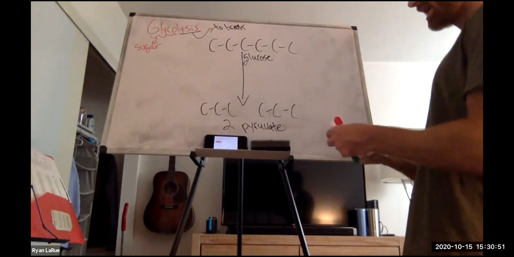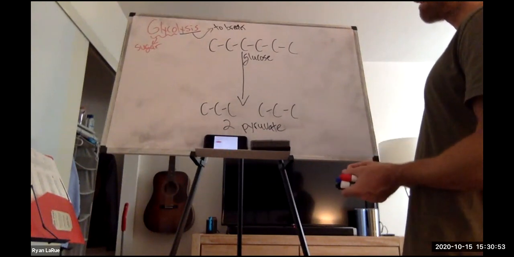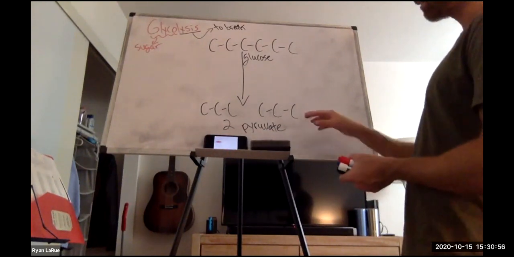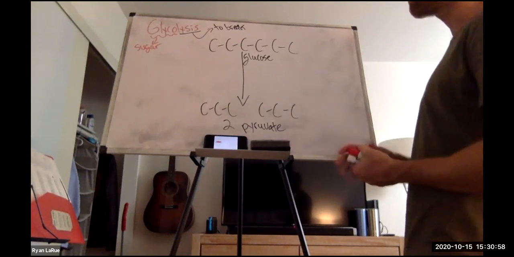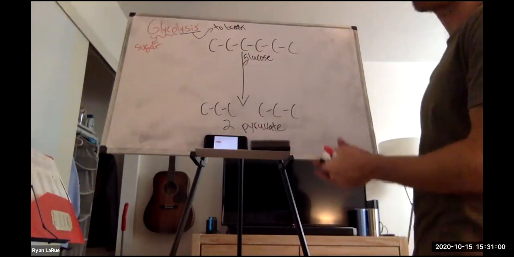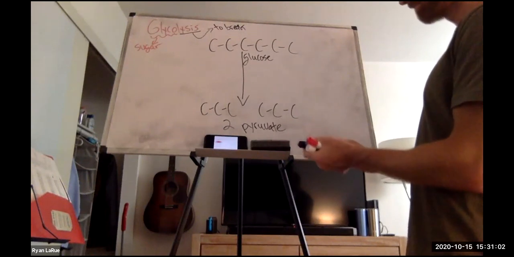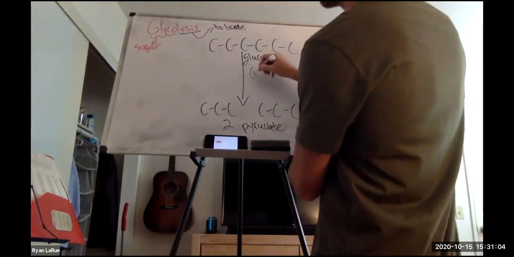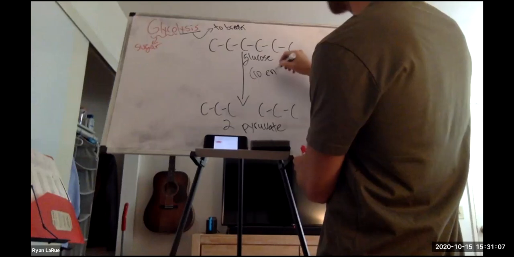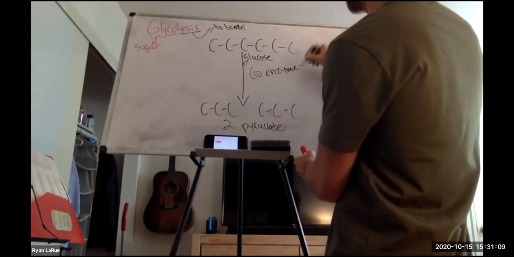So there are 2 3-carbon molecules called pyruvate. Each one of these is a pyruvate molecule. So we end up with 2 pyruvates. A pyruvate molecule is a 3-carbon molecule, and we end up with 2. So we split the glucose in half. By the end of this, like I said, it's 10 enzyme catalyzed steps.